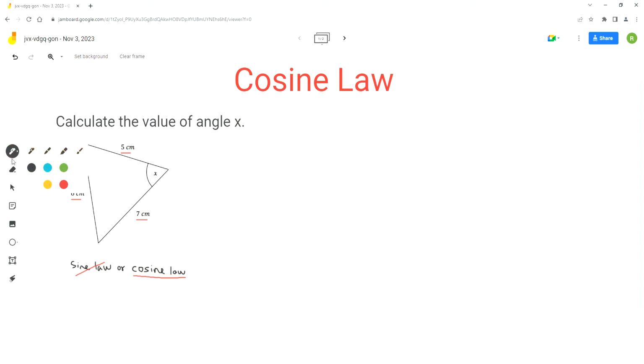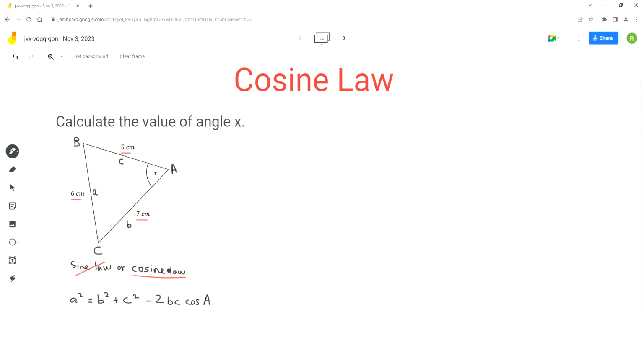So the cosine law equation is a squared equals b squared plus c squared minus 2bc times cosine of angle A. Now in this equation, side A and angle A are opposite to each other. So if we want to use the equation in this form for this triangle, we can label this corner as A, the other one as B, and the third one as C. So as a result, the 6 centimeter side becomes side A, the 7 centimeter side becomes side B, and the 5 centimeter side becomes side C.